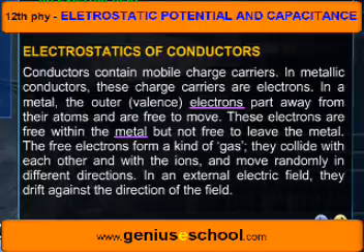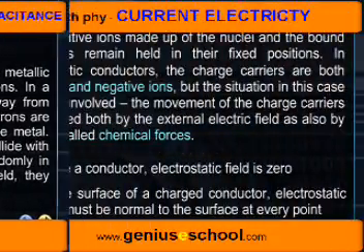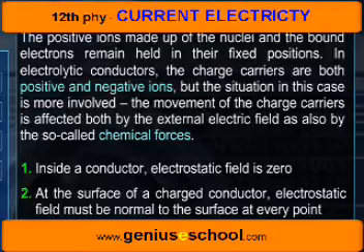The free electrons form a kind of gas. They collide with each other and with the ions and move randomly in different directions. In an external electric field, they drift against the direction of the field. Positive ions, made up of the nuclei and the bound electrons, remain held in their fixed positions.